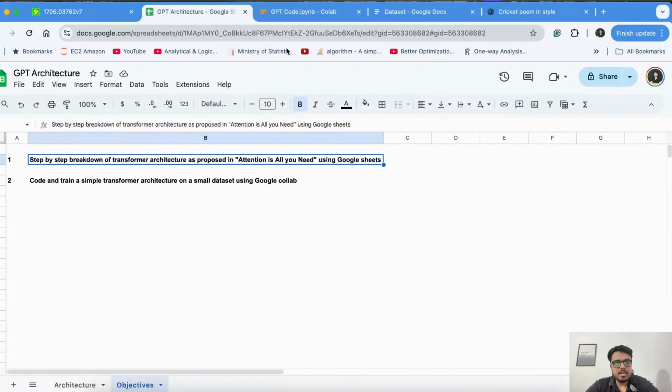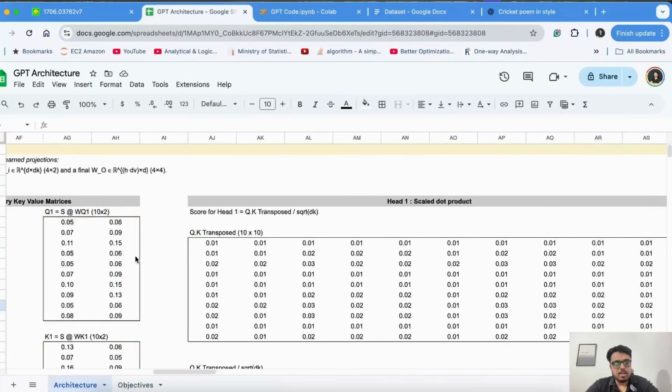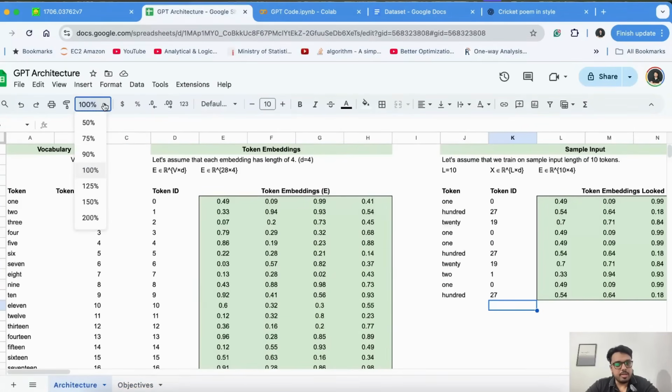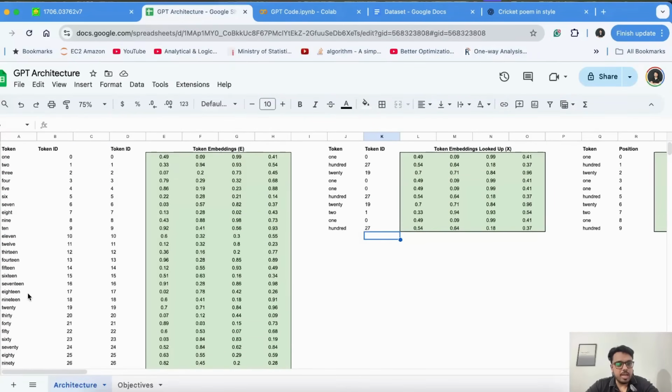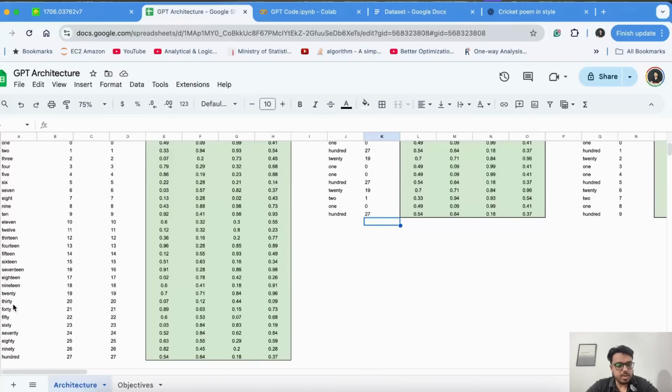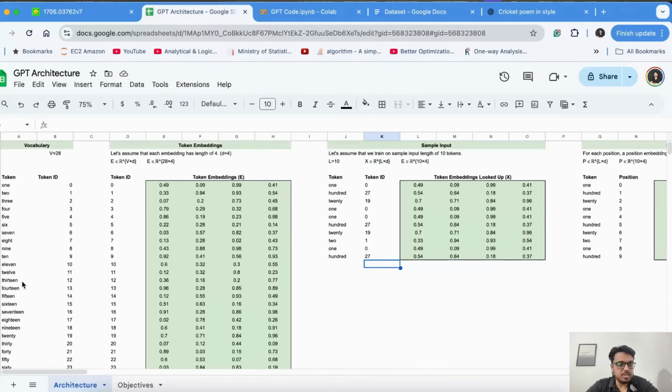And another reason that we are using this data set goes back to the fact that the number of unique words in this particular data set is only 28. And how is that so? So 1 to 19, 20 to 90, 20, 30, so on and so forth to 90 and 100. Now, any particular integer between 1 to 999, when written down in words, can be written as a combination of these words, which we call tokens, right?